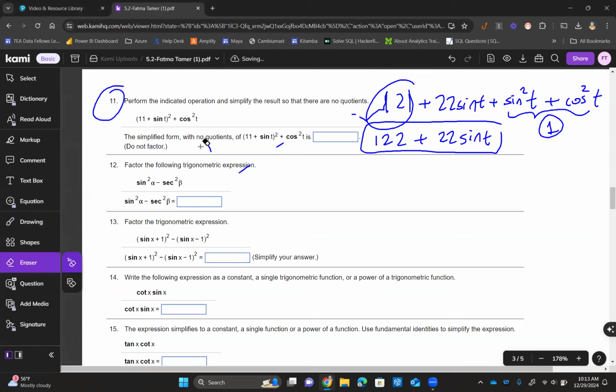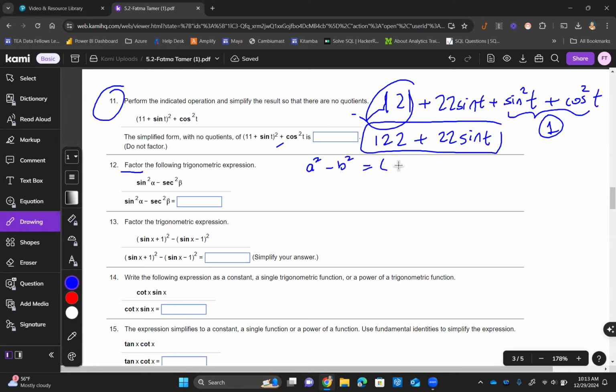For number 12, we want to factor the following trigonometric expression. So it doesn't say simplify anymore. It says factor this. When we were learning about factoring, we learned that if we need to factor something that looks like a squared minus b squared, there's a formula we can use.